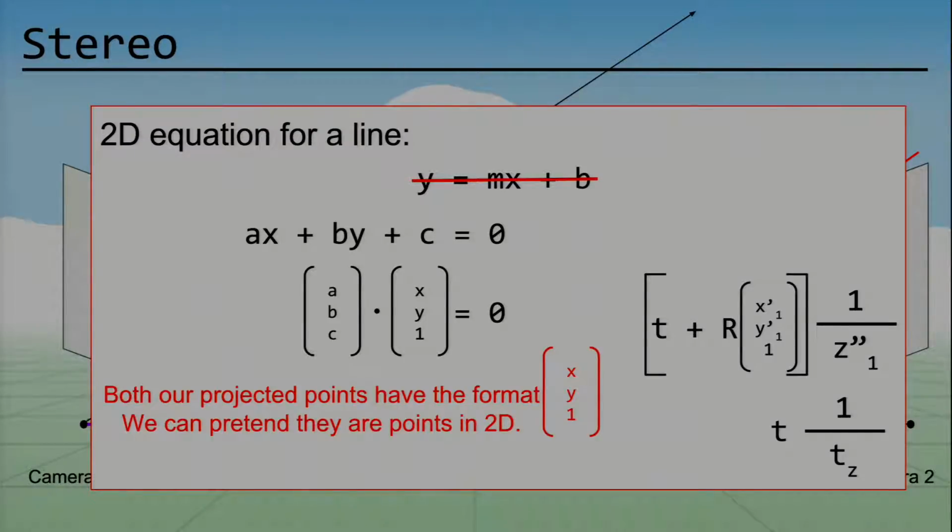Okay, so we have our two points here. These are big, complicated, messy equations for our two points that we know are on the line. Note that both of our projected points, because they're in normalized image coordinates, have the format x, y, 1. Because remember, normalized image coordinates means we're pretending the image plane is 1 unit distance from the camera origin, so z is always going to be 1. So we could pretend that they are basically points in 2D. And actually, we don't even have to pretend. They really are points in 2D, on the image plane. So here are our two points. Feel free to stop and ask questions if this gets confusing.